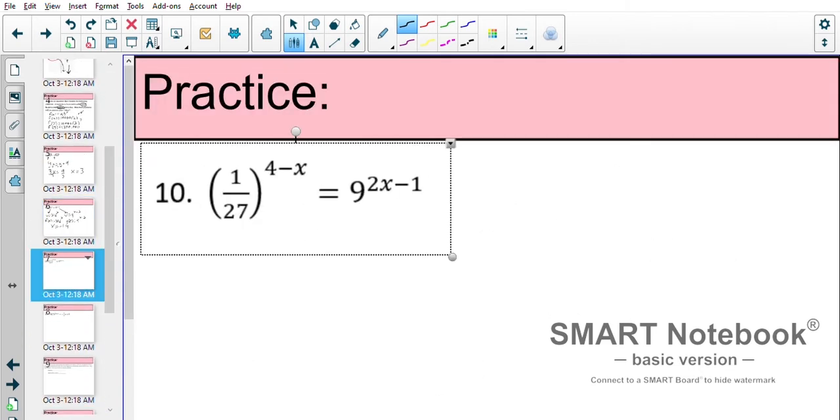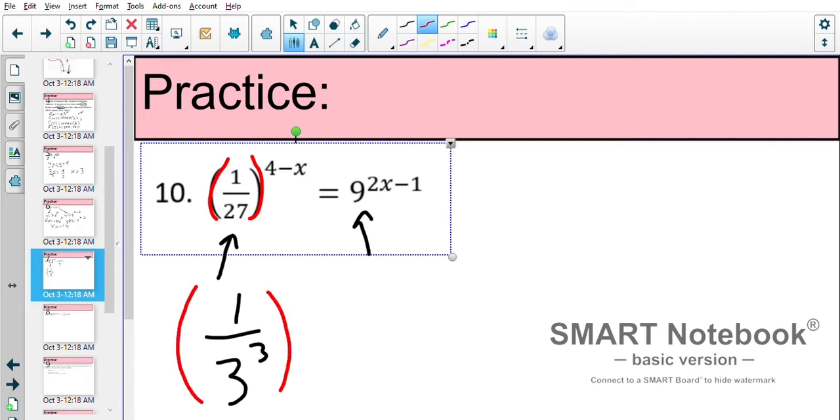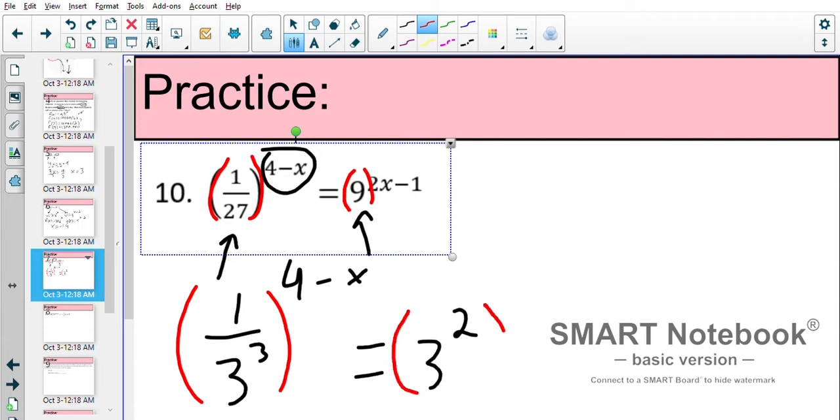Moving on to the next one, we've got 27 and 9 here. Both of these can be broken down to have a base of 3. I'm going to start by taking this 1/27th, and I'm going to break that 27 down into the base of 3. That would be 1/3 to the 3rd power. That's our fraction, but that's not all we have. We still need to keep this exponent over here, which is 4 minus x. Over on the other side, this 9 can be written as 3 squared. That is not all we have there. We also need this exponent, so that's being raised to the 2x minus 1.